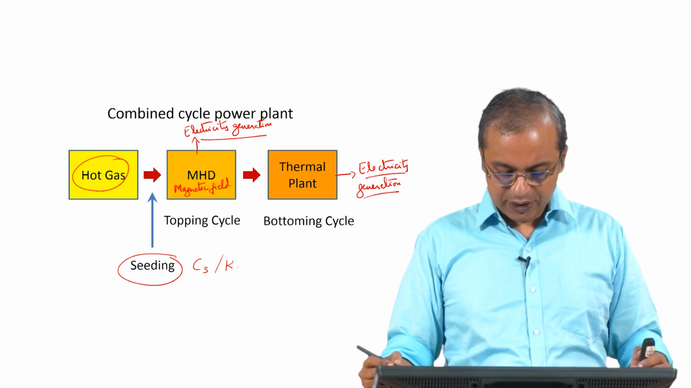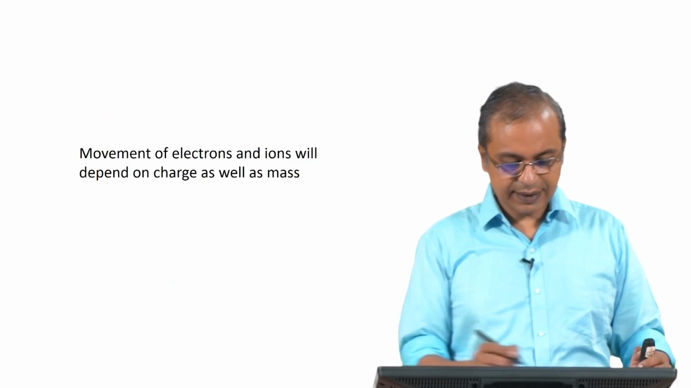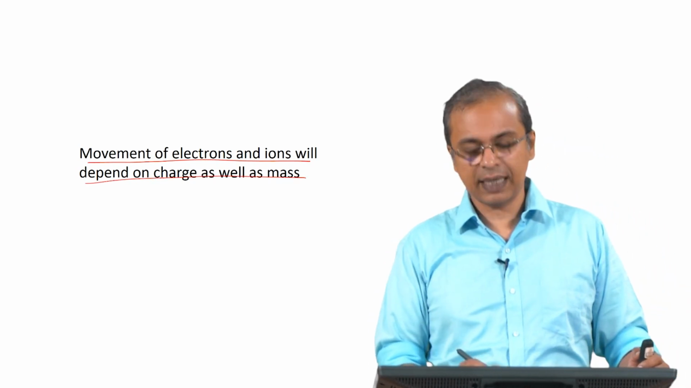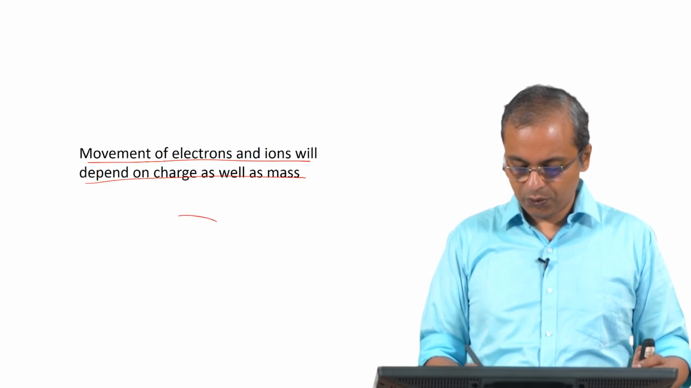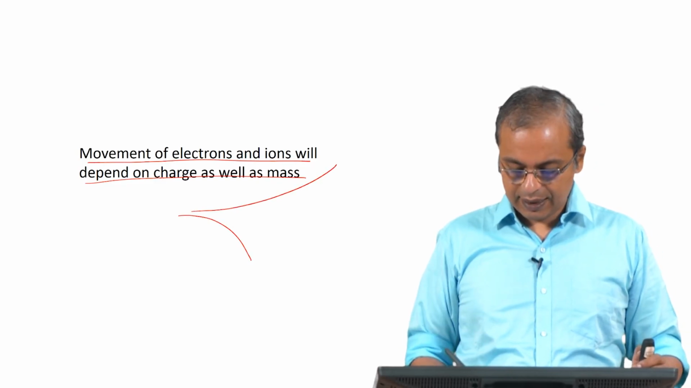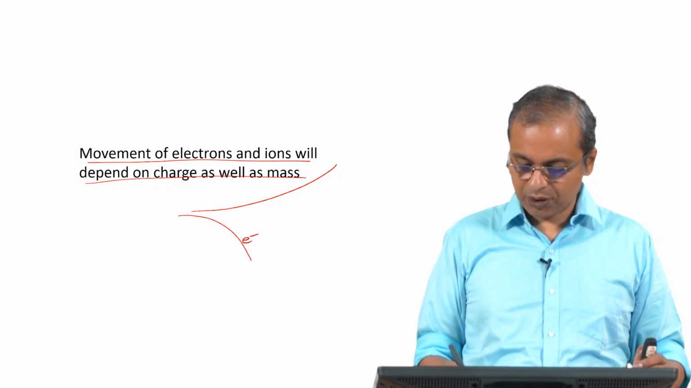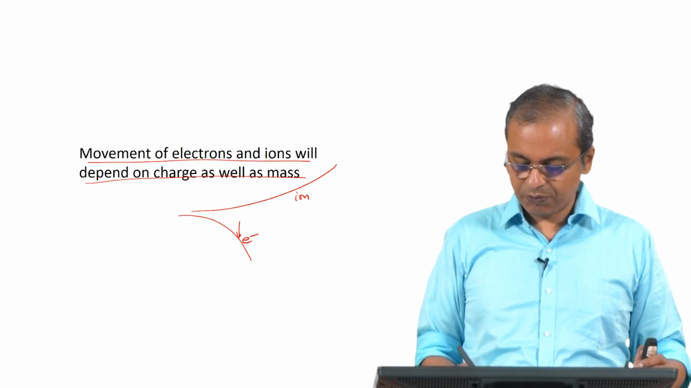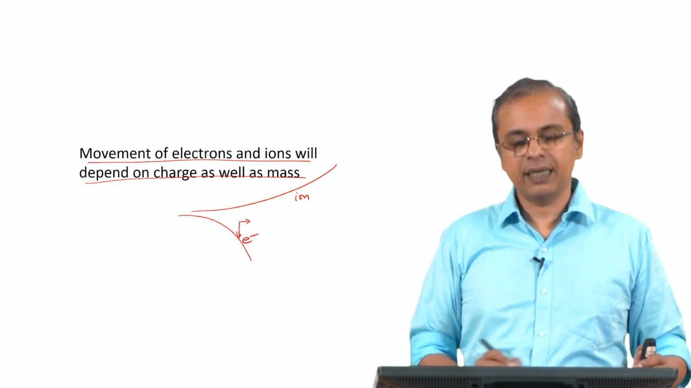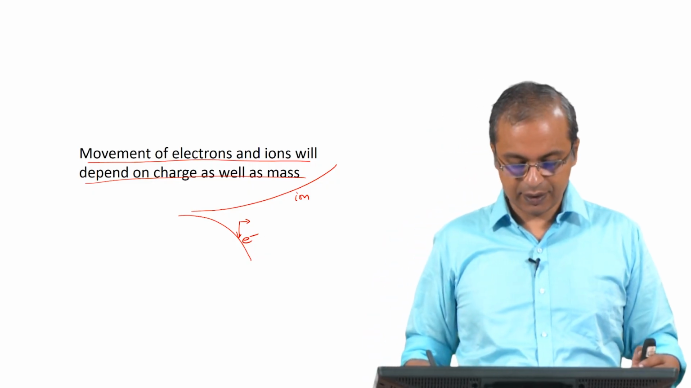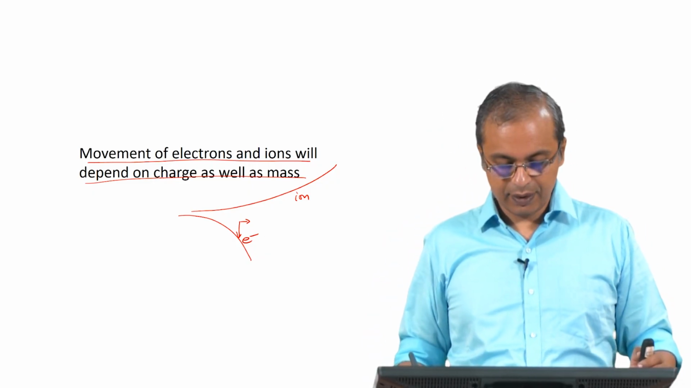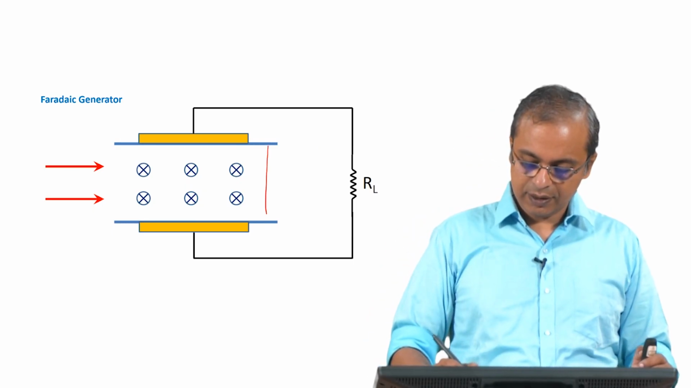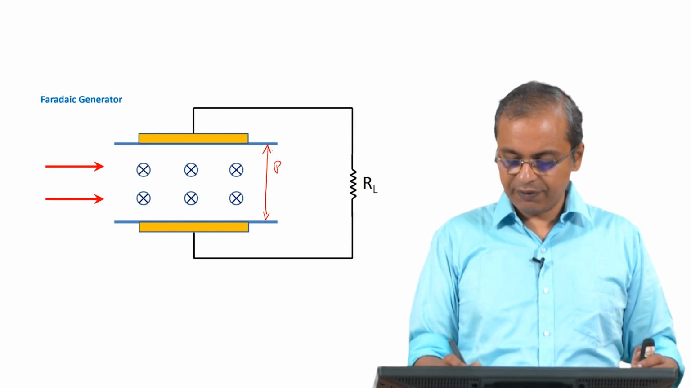So, as I said, the movement of the electrons and the ions will depend on charge as well as mass, right, and that is why we had this movement this way, we had the movement that way. This is electron, that is ion, and here also we were looking at what is the extent of movement this way, what is the extent of movement in that direction, and so on. So, all of that is happening in this generator at the same time. So, to the extent that we tap the voltage, as I said, there is a potential difference here.